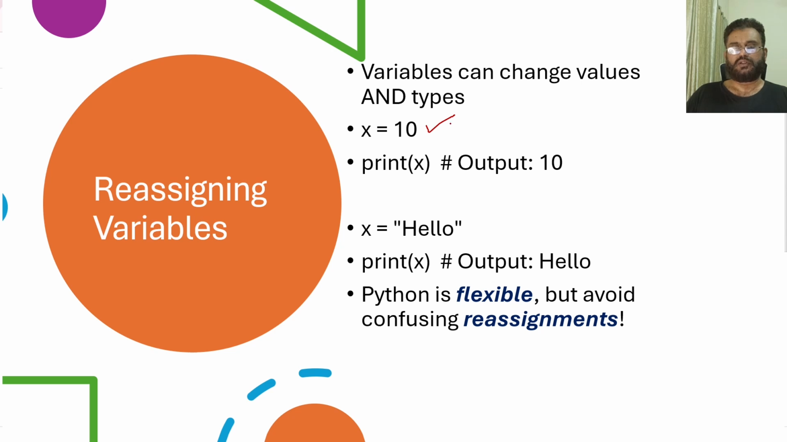For example, here it is containing integer data, but just a few lines below it is containing string type of data. So in this case, after this assignment, if I print the value of x, it will not complain, but print whatever is stored in it, which is a string according to Python's syntax. So Python is flexible, but we need to avoid confusing reassignments.